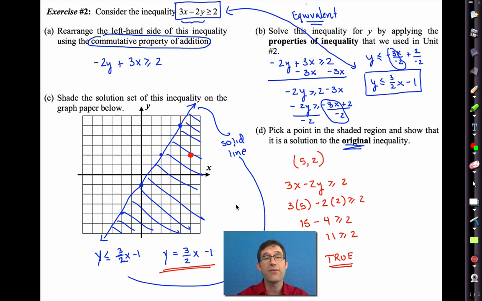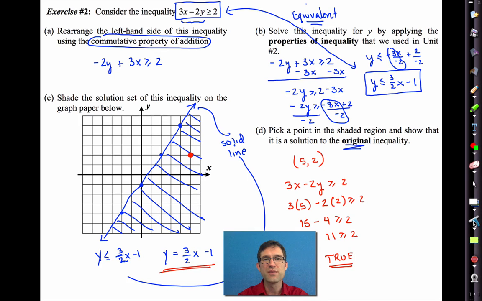If you have any question about which way you should shade, pick a point on either side of the line and test it in the inequality. If it makes the inequality true, shade on that side of the line. If it makes it false, don't. All right, that's essentially it. So I'm going to clear this out, copy down whatever you need to.